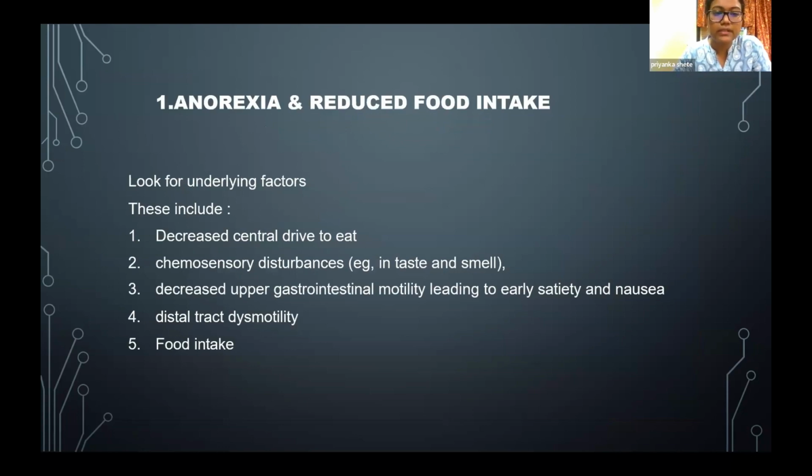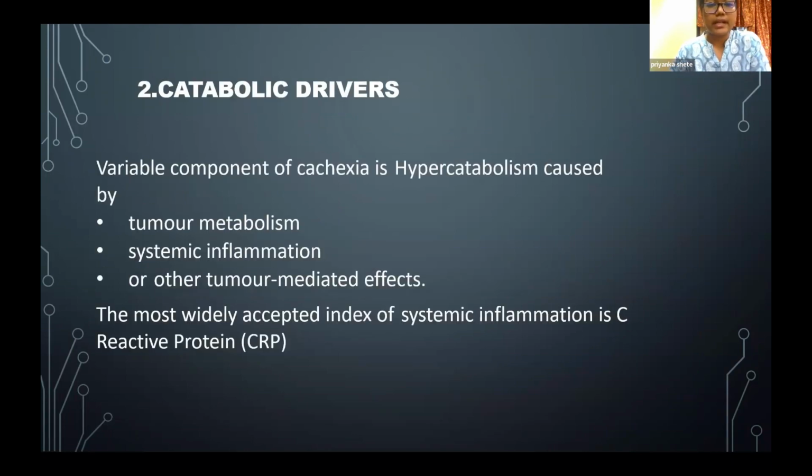This includes decreased central drive to eat, chemosensory disturbances like in taste and smell, and decreased upper GI motility leading to early satiety and nausea, dysmotility and reduced food intake. Then catabolic drivers: a variable component of cachexia is hypercatabolism caused by tumor metabolism, systemic inflammation, or other tumor-mediated effects.